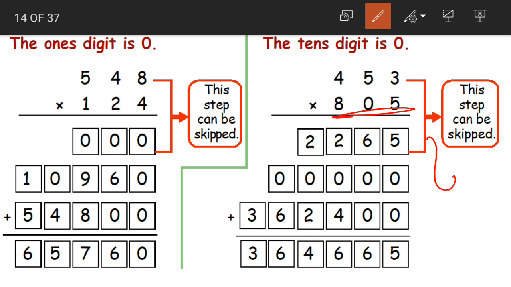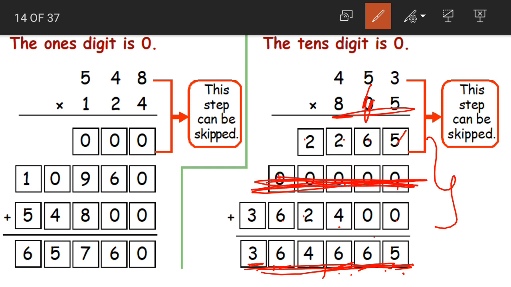Now let us add the partial products. 5 plus 0 is 5, 6 plus 0 is 6, 2 plus 0 is 2, 2 plus 4 is 6, again here 4, 0 plus 6 is 6 and then 3. 3,64,665 is our answer. Now what happens if we skip multiplying with 0? Okay, I am just striking it off.